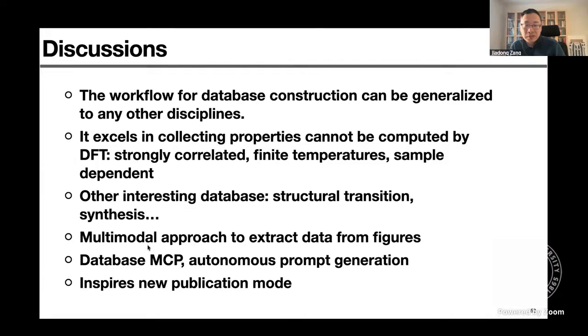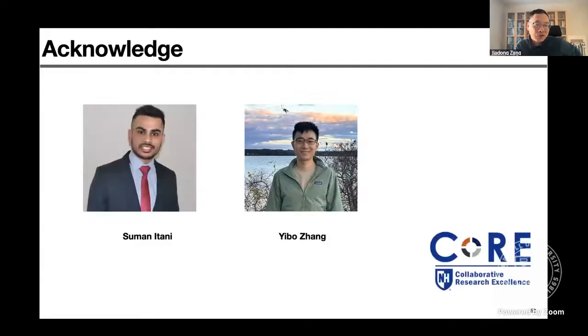And we also built an MCP for the AI applications of our database, and we would like to have some autonomous prompt generation. And actually, it inspires some. I would say that AI will inspire a new publication mode. For example, what we did shows that the objective data is more important than the subjective descriptions. Right? So maybe in the future, how a material is reported in papers will be different from what we are doing right now. Okay. So the final comment is, this work was done by these two excellent students.